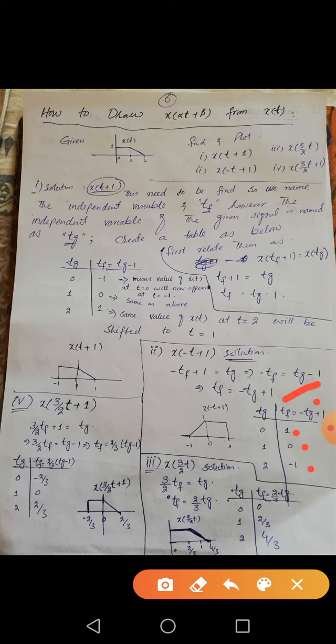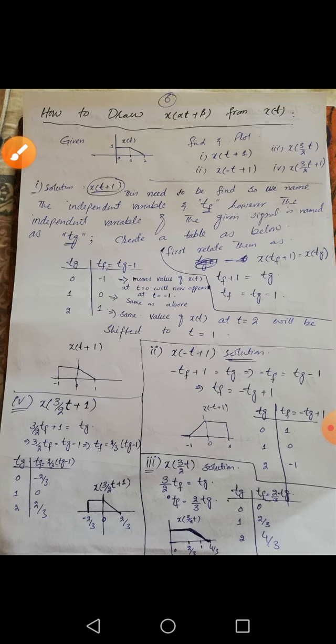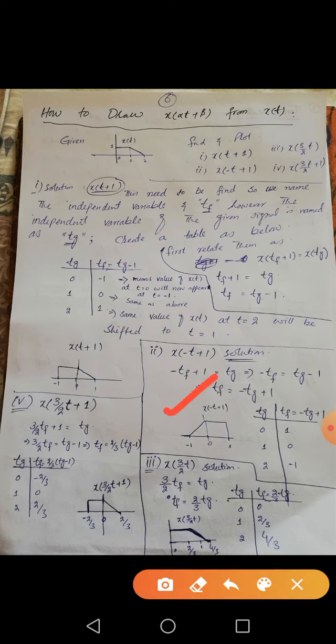What does it mean? It means that the value of the x of t at t is equal to 0 will be shifted to t is equal to 1. The value of the x of t at t is equal to 1 will be shifted to t is equal to 0. The value of the x of t at t is equal to 2 will be shifted to t is equal to minus 1, and here is the final plot for this signal.